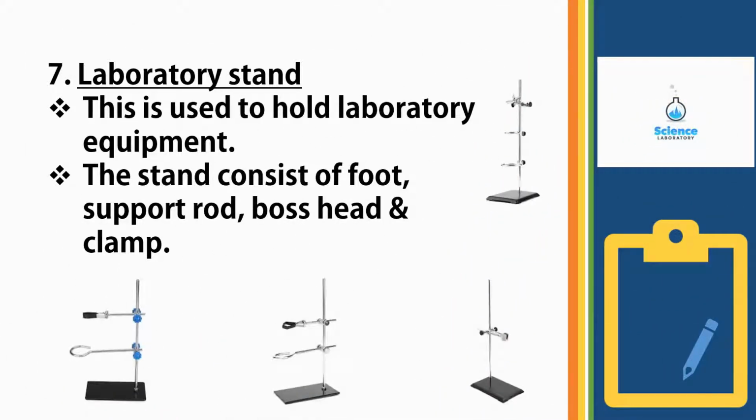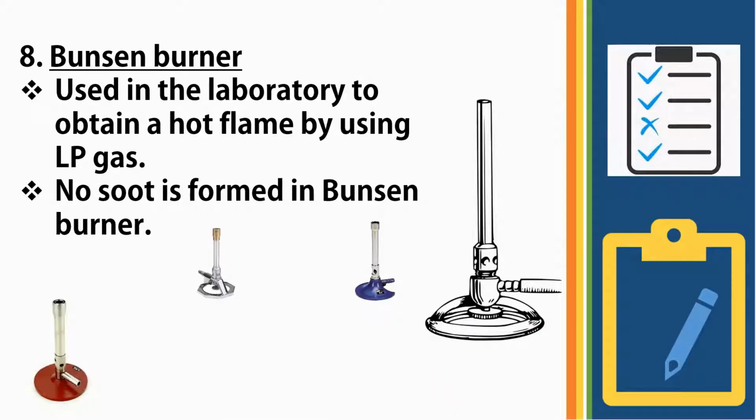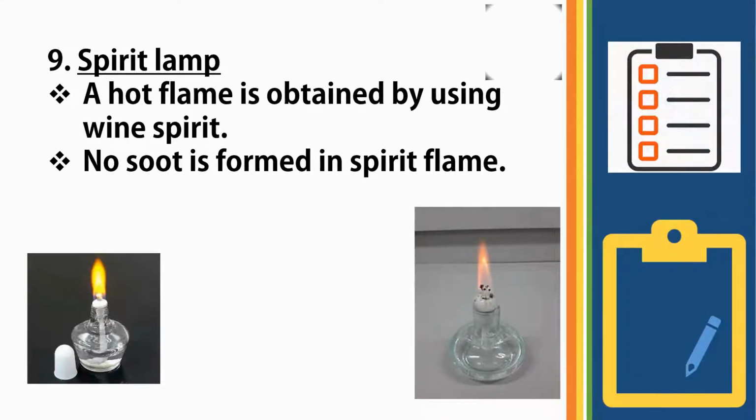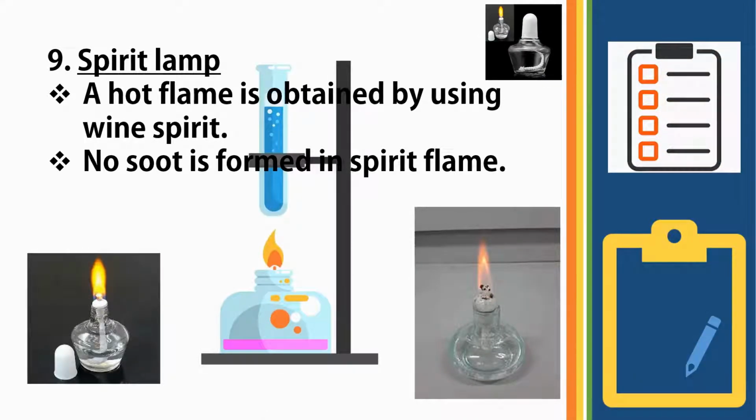Laboratory stand. This is used to hold laboratory equipment. The stand consists of a foot, support rod, boss head and clamp. Bunsen burner. Used in the laboratory to obtain a hot flame by using LP gas. No soot is formed in a Bunsen burner. Spirit lamp. A hot flame is obtained by using wine spirit. No soot is formed in a spirit flame.